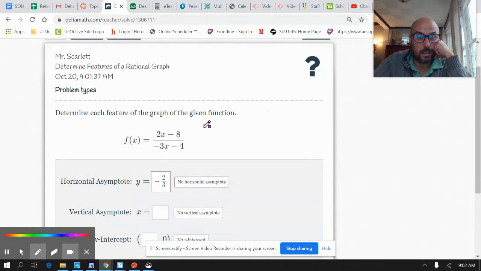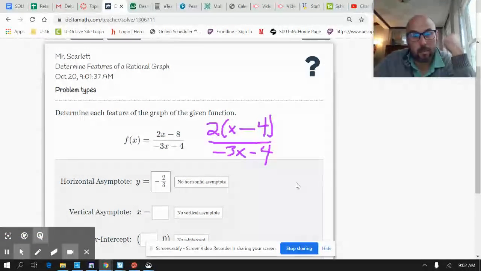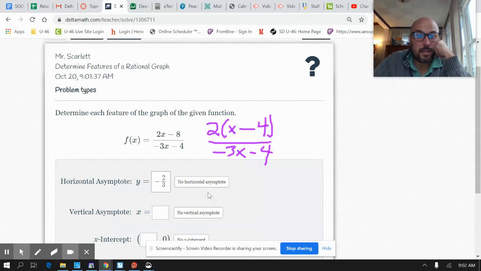Let's factor. The top factors, I take out a 2, you're left with x minus 4. The denominator doesn't even factor. It's prime, because there's no GCF besides 1. And so you can't move on. Well, that means that there is a vertical asymptote, because this factor -3x minus 4 does not cancel out with x minus 4. So it is a vertical asymptote.